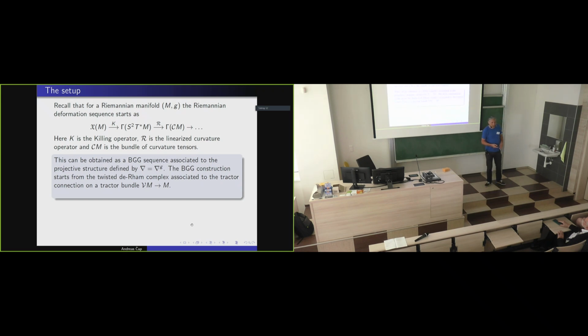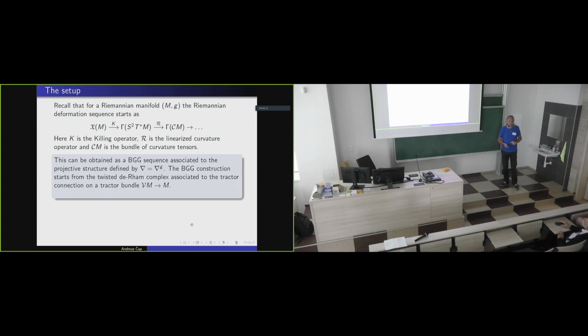And the basis for these considerations is that this can be obtained as a BGG sequence. And this BGG sequence is associated to the projective structure that is defined by the Levi-Civita connection. So this is just the equivalence class of all torsion-free connections that have the same geodesics as the Levi-Civita connection up to parametrization. And the BGG construction in this setting starts from a so-called twisted de Rham complex. So what you need is a certain tractor bundle and a certain tractor connection. And then you can couple this connection to the exterior derivative. You get a twisted de Rham sequence or complex. And then you get an algebraic construction that leads to this BGG sequence.